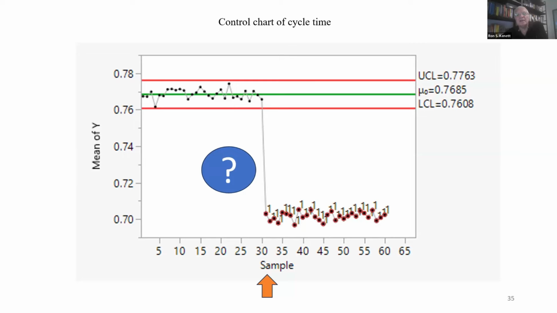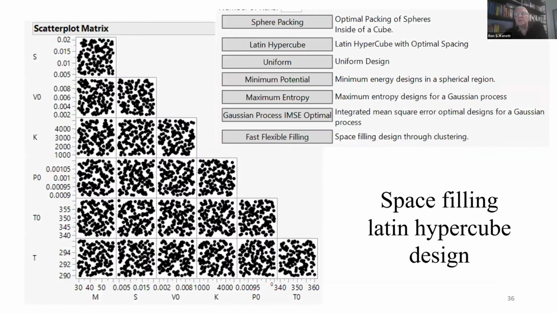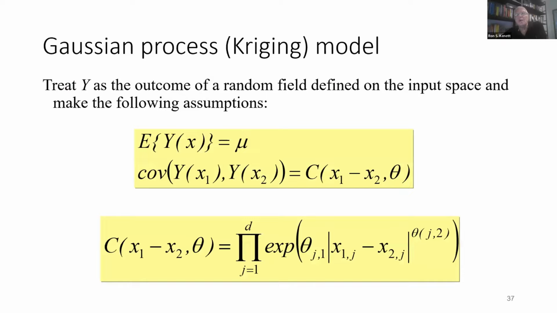Because we have a simulator, we can run computer experiments on the simulator. Here you have a space-filling Latin hypercube design. There are other types of design. This is done with the JMP software platform. So we fill in the space. We fit a Gaussian model. This is a Gaussian process model, also called Kriging.